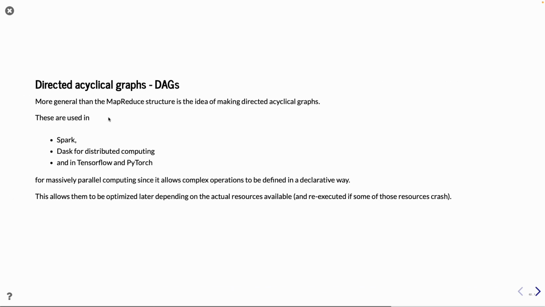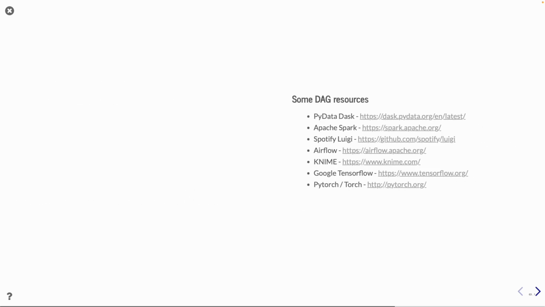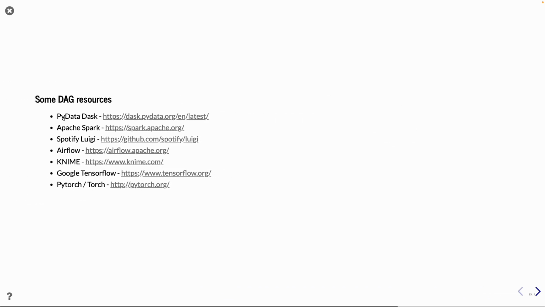And yeah, these are used also in Spark. The DAGs are a more general implementation than MapReduce, and that is actually used in many of these packages and also allows massively parallel computing in a nice and declarative way. So here are some resources to where you can find these different DAGs.